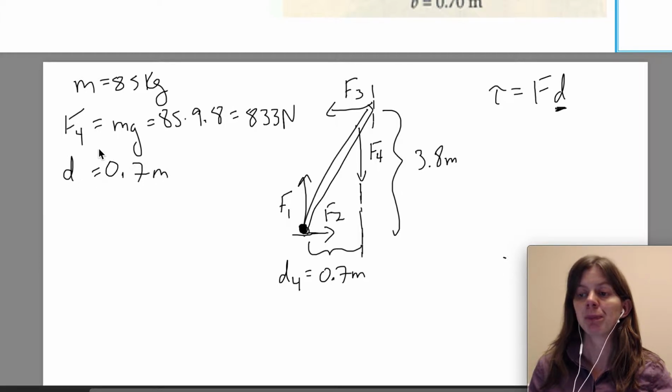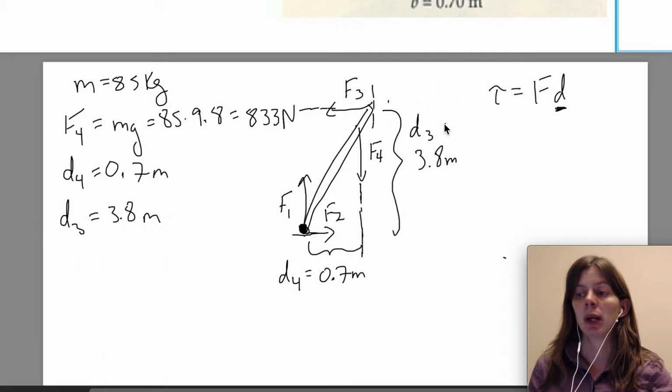And then let's look at the 3.8 here. Can you see that if you extend this force line, F3, and you find the shortest distance from the pivot to that force line, this vertical distance here, which is that 3.8, is the same exact distance? So that would be D3, the 3.8 meters. So that's why it gave us what seemed to be some random distances, so that we can use this definition of torque, and it makes it a lot easier.